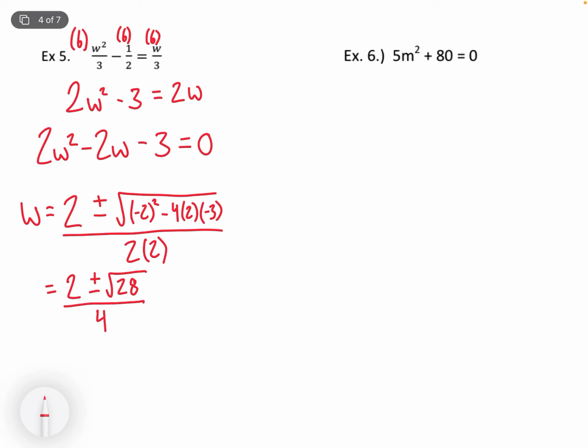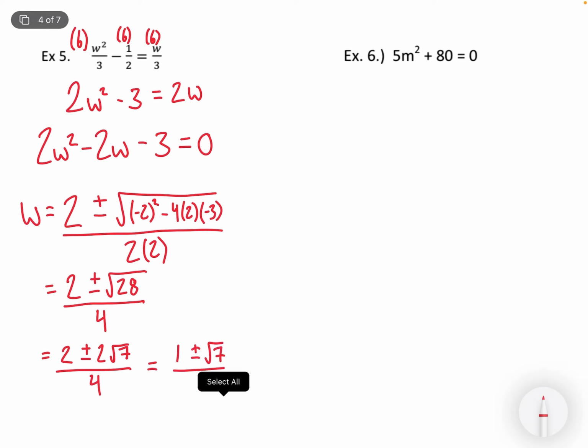Okay, now, when we're doing that, you can, again, you can reduce this down. Some calculators will do it for you, some will not. So we would get 2 plus or minus, we'd have the square root of 4 times the square root of 7, which is 2 root 7 over 4. Now this is going to give us 1 plus or minus root 7 over 2.